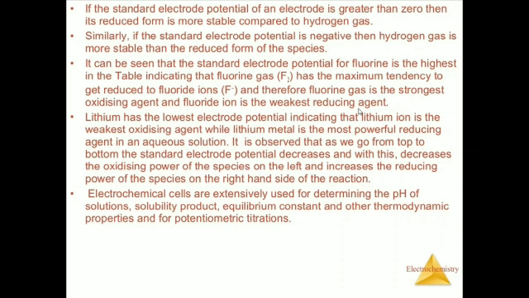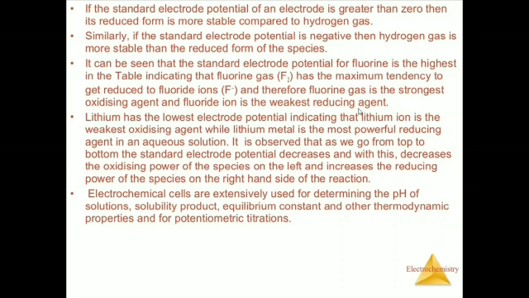It can be seen that the standard electrode potential for fluorine is the highest in the table, indicating that fluorine gas has the maximum tendency to get reduced to fluoride ions, and therefore fluorine gas is the strongest oxidizing agent and fluoride ion is the weakest reducing agent. Lithium has the lowest electrode potential, indicating that lithium ion is the weakest oxidizing agent, while lithium metal is the most powerful reducing agent in an aqueous solution.